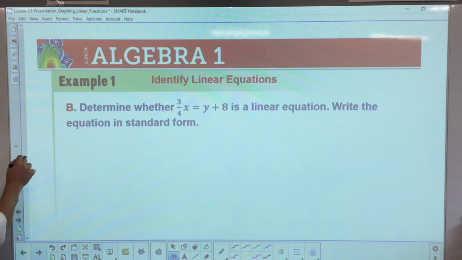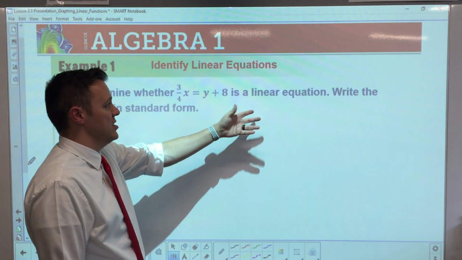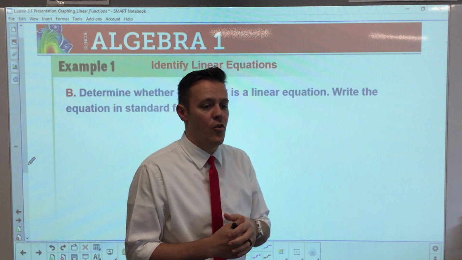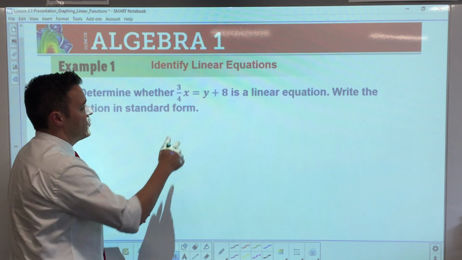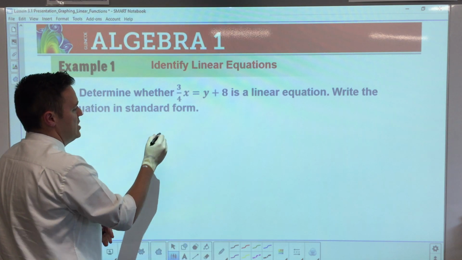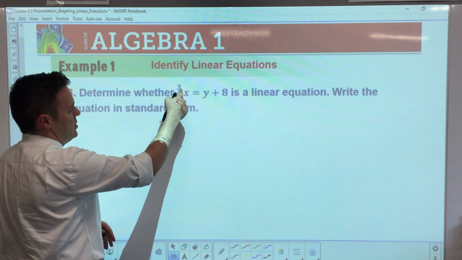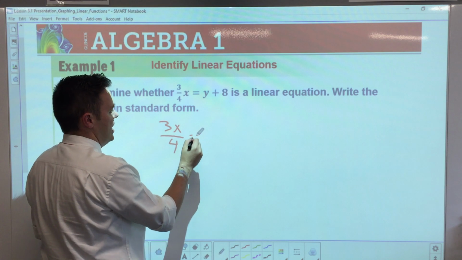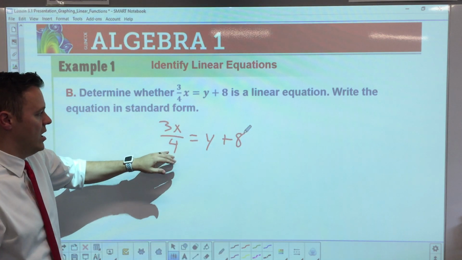All right, so let's move on to this one. Determine whether 3 over 4x equals y plus 8 is a linear equation. Write the equation in standard form. We always want to write standard form in whole numbers if possible. So the first thing we want to do is get rid of the fraction. Remember we talked about in class that you can rewrite 3/4 times x as this. It's going to equal y plus 8.